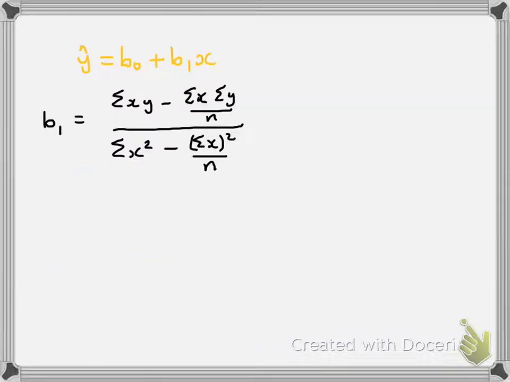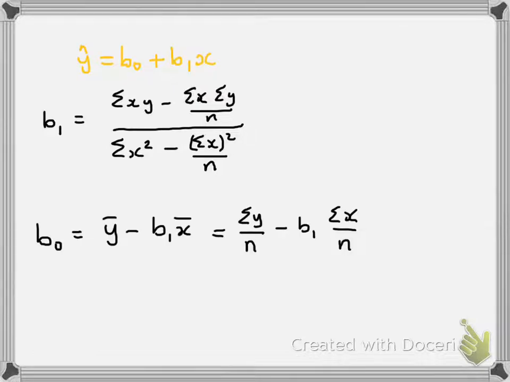So for your b sub 1, there's a formula for that. Here's the formula we're going to use for b sub 1. Okay, and for b sub 0, our formula is as shown as well. b sub 0 is y bar minus b sub 1 times x bar, which is just the same thing as summation of y over n minus b1 times summation of x over n. So we will use this to create linear models.